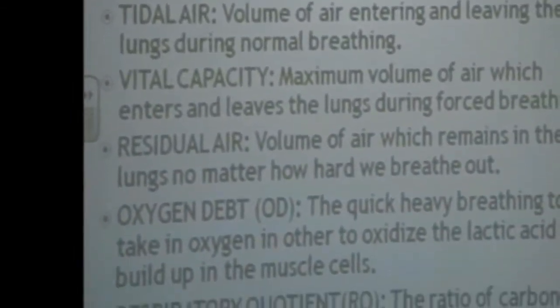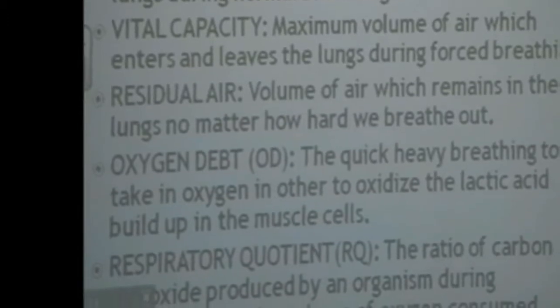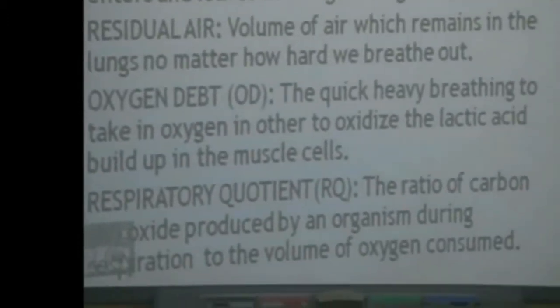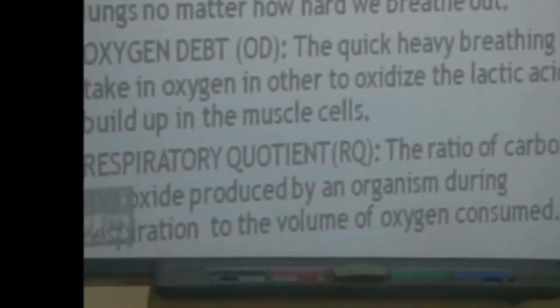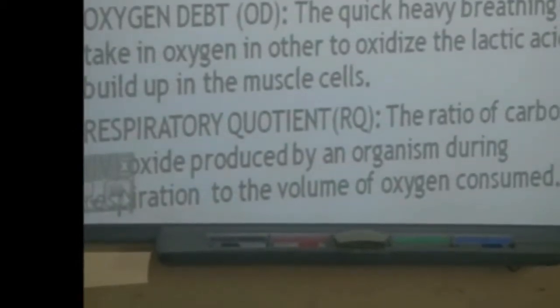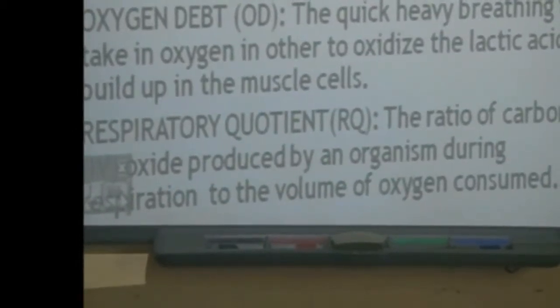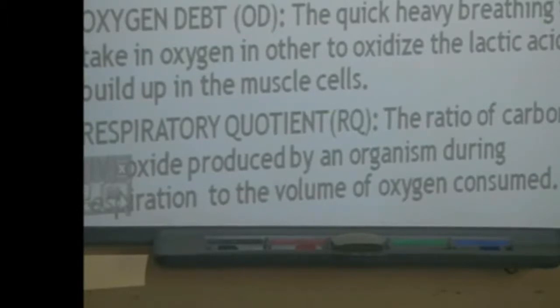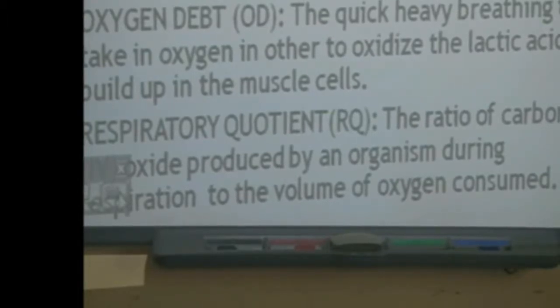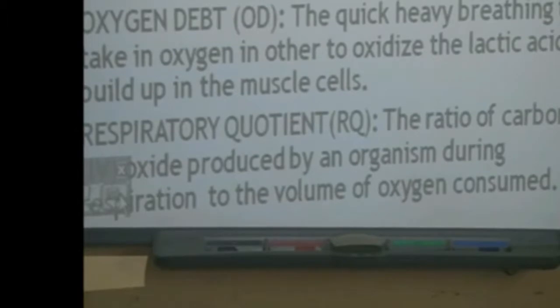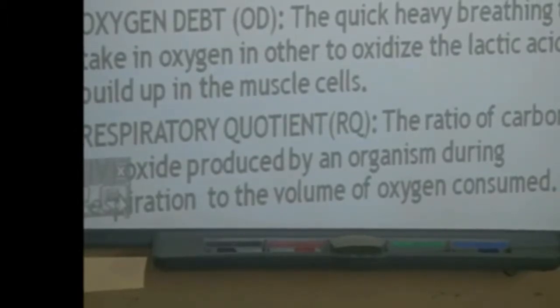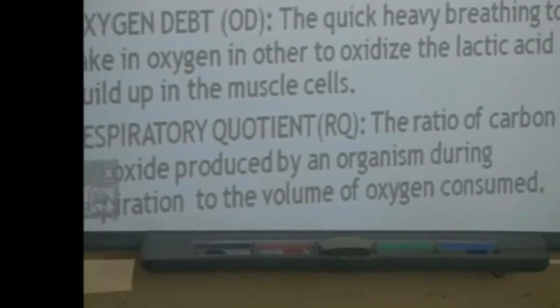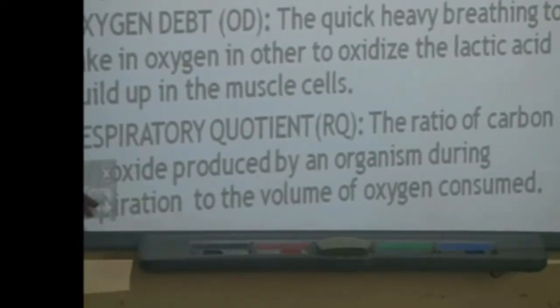Now we also go to another one, which is called respiratory quotient, RQ. RQ is the ratio of carbon dioxide produced by an organism during respiration to the volume of oxygen consumed. It's a ratio. It has a formula: the amount of carbon dioxide that has been released, over the volume of oxygen that you consume, will give you the respiratory quotient.